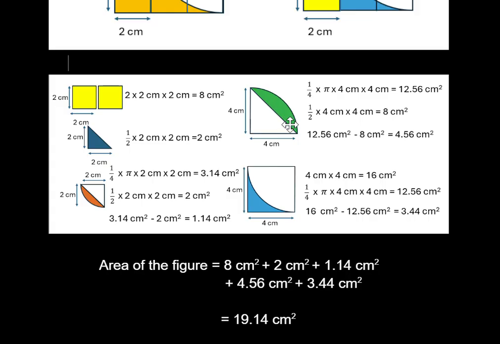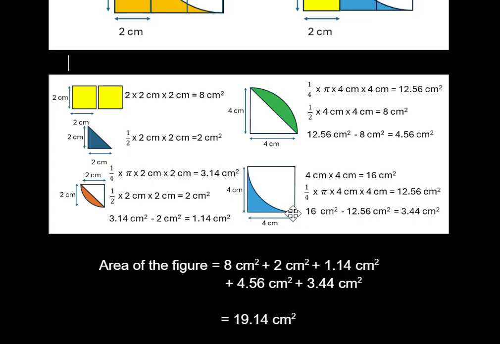Similarly, for this green portion, it's the same way. I take the area of the quarter circle, but in this case the radius is actually 4 centimeters, minus away this small white triangle. So it's a quarter times pi times 4 times 4, which is 12.56. Then the area of the triangle is half times 4 times 4, which is 8. So the area of this figure is 4.56 centimeters squared.